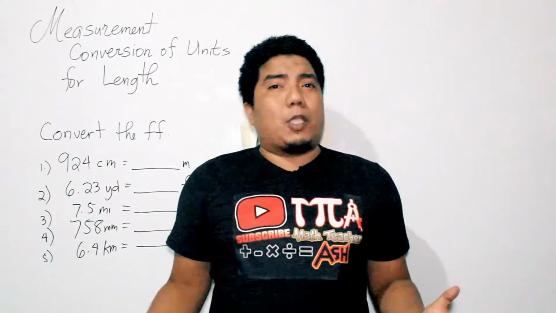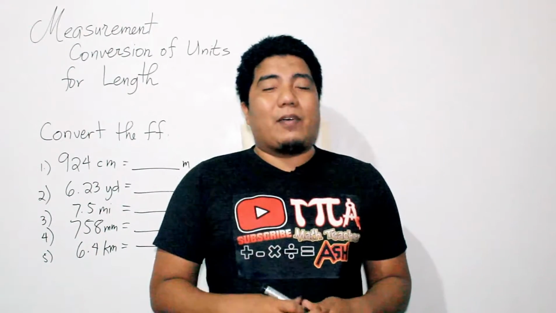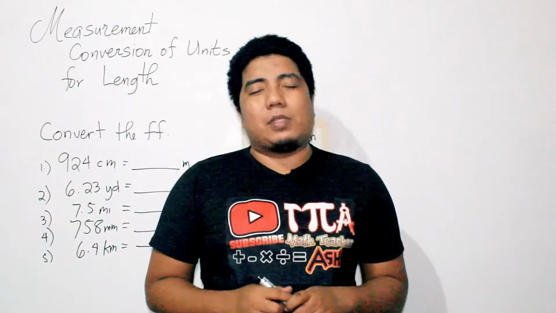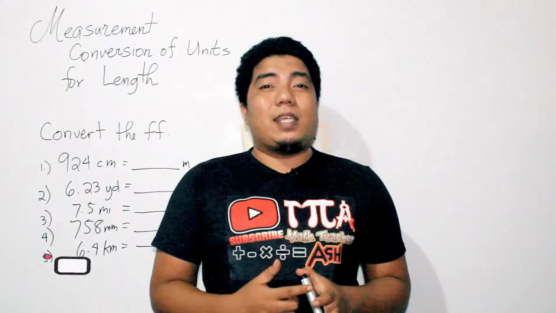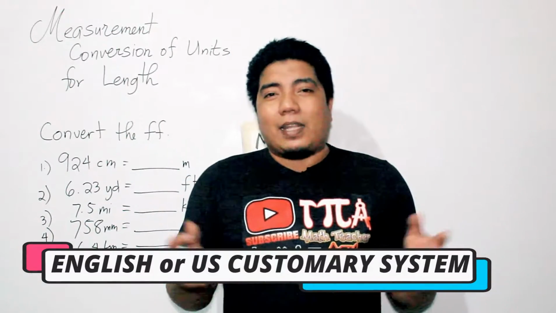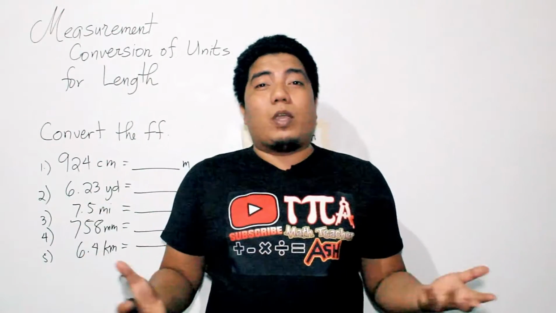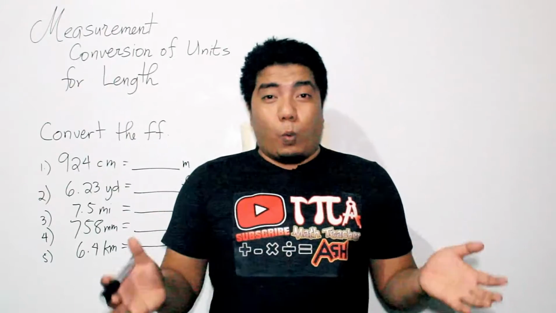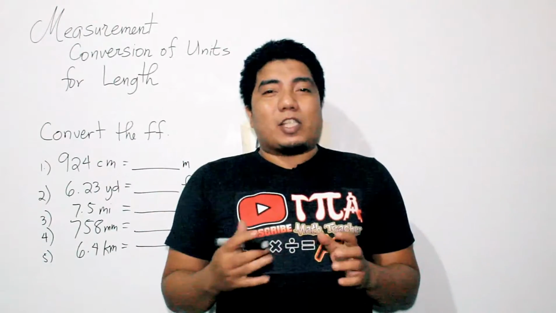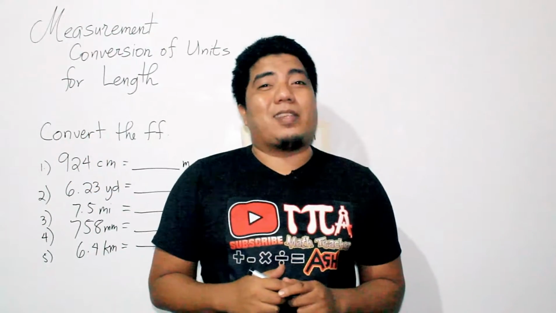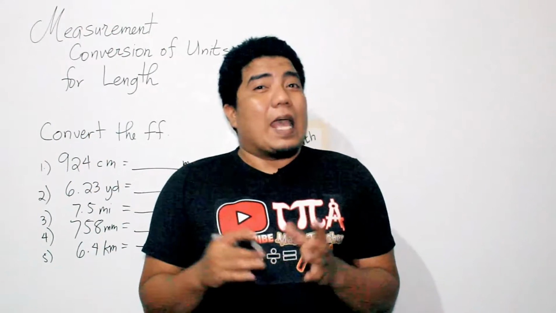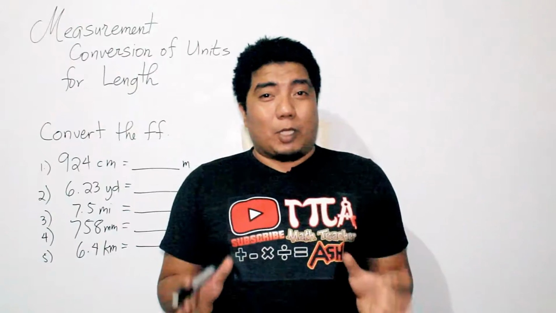Now, talking about measurements for length, we have two standard systems. The first one is the metric system and the second one is the English system. The metric system is what we are using in our nation, while the English system is commonly used by people in Europe and the Western countries. Now, the question is, how do we convert measurements?